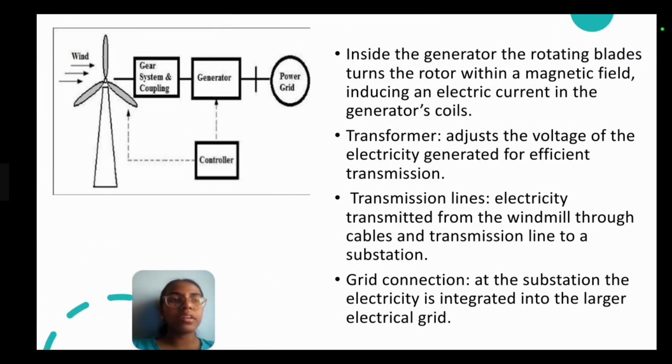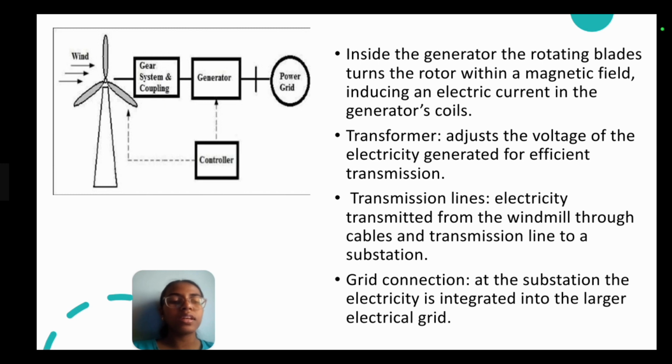Inside the generator, the rotating blades turn the rotor within a magnetic field, inducing an electric current in the generator's coils. The transformer adjusts the voltage of the electricity generated. In some cases, power conditioning systems may be used to ensure that the electricity produced by the wind turbine meets the required specifications for connections to the electrical grid.